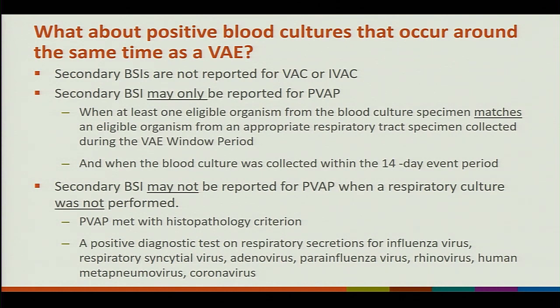Secondary BSIs are not reported for VAC or IVAC because organisms are not an element of either of those two definitions. And keep in mind that a secondary BSI cannot be reported for a PVAP when a respiratory culture was not performed. For example, if you met criterion 2 with purulent respiratory secretions or with a histopathology criterion.